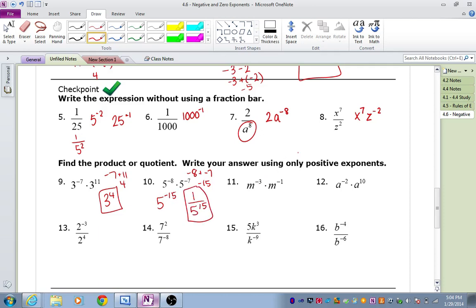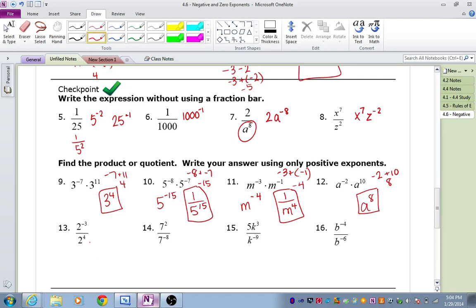Over here, multiplying with base m, we have -3 plus a -1, which would be -4. So that means it's m to the -4th power. But once again, negative exponent, we flip it into the denominator, put our 1 on top. 1 over m to the 4th. Over here, -2 plus 10 is 8. So it's going to be a to the 8th power. Positive exponent, we're good.